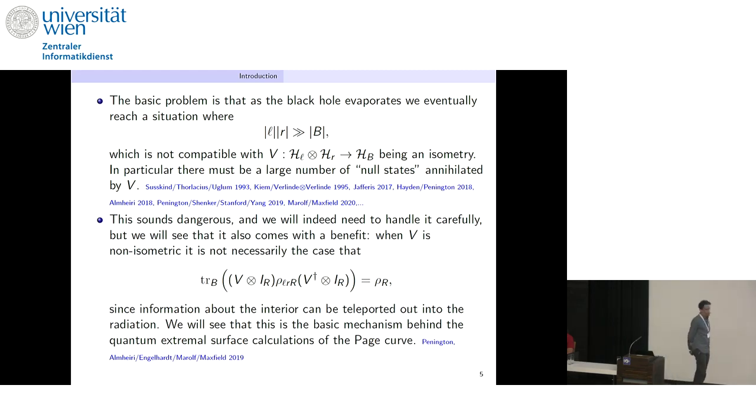Now, it sounds dangerous to say that there are a lot of states in the Hilbert space of effective field theory which are somehow invalid, or which are somehow annihilated by the holographic map. Sounds like we might have noticed that already.